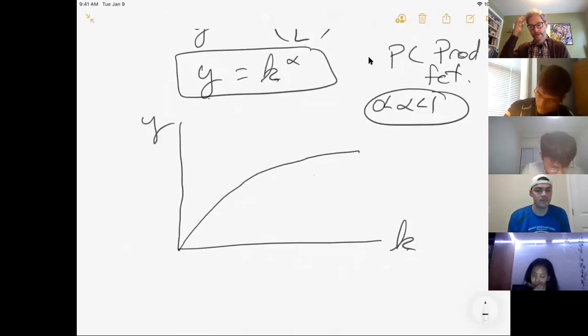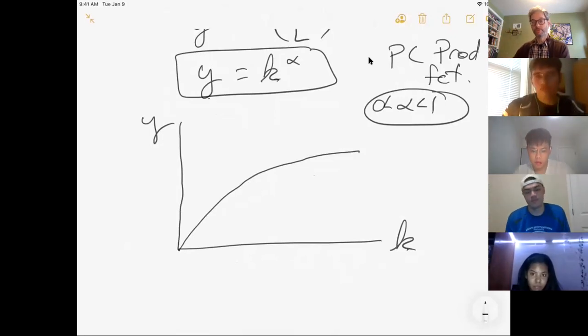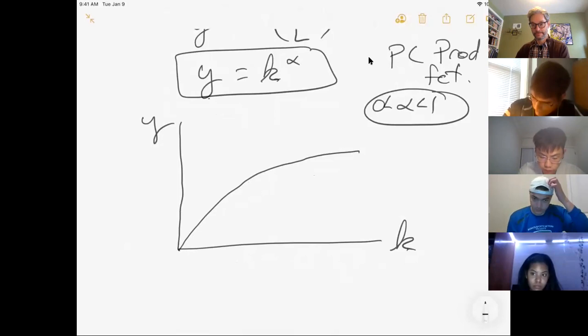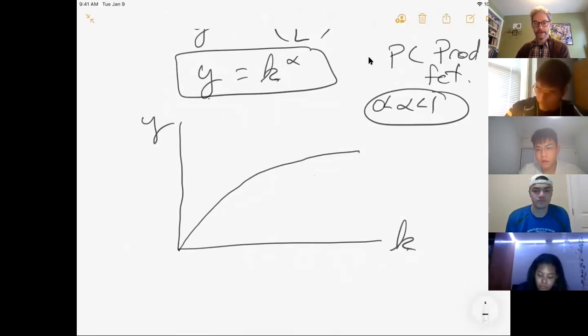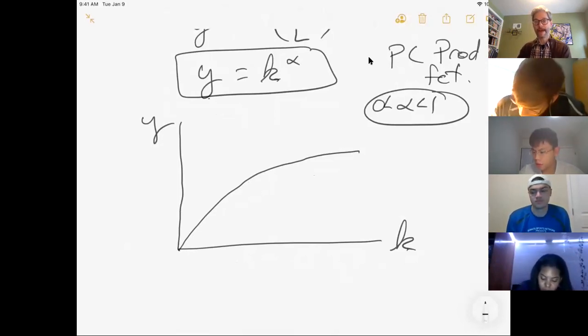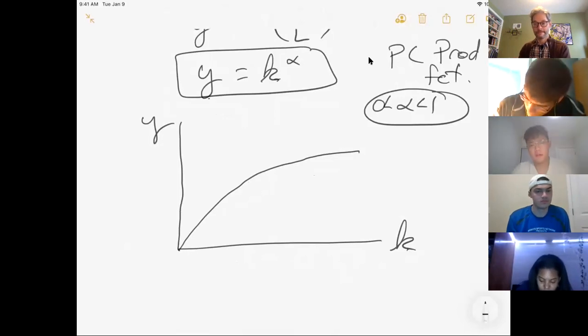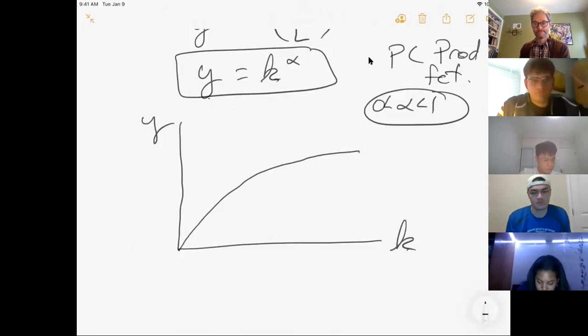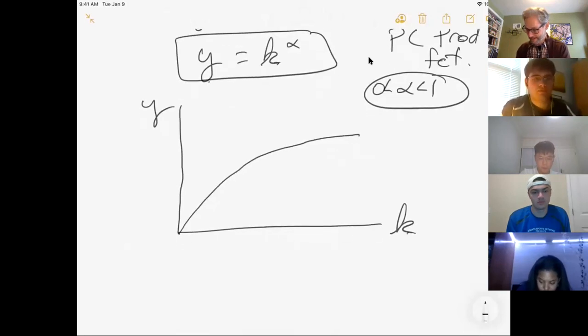So in other words, when you increase the amount of capital to labor, output goes up, but it goes up at a diminishing rate, right? You increase the amount of capital to labor, but output goes up at a diminishing rate. We have a name for that in economics. Chase. Diminishing marginal returns.